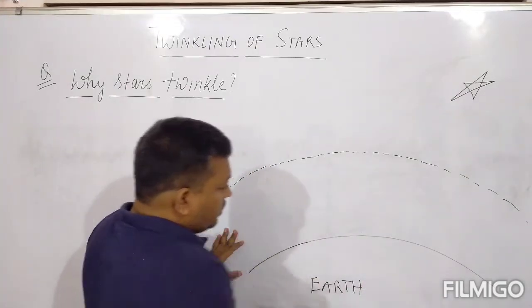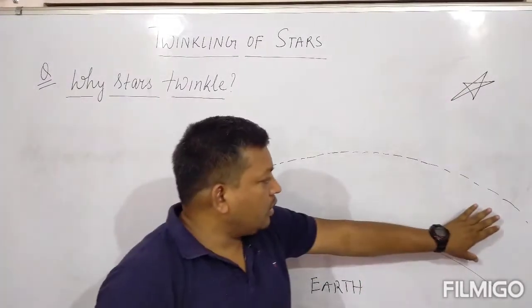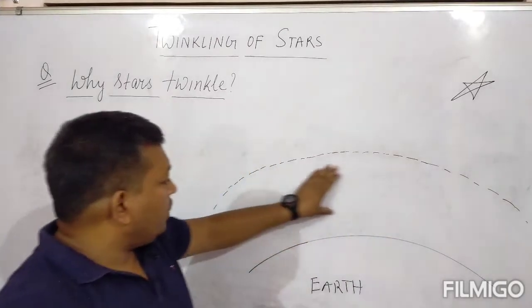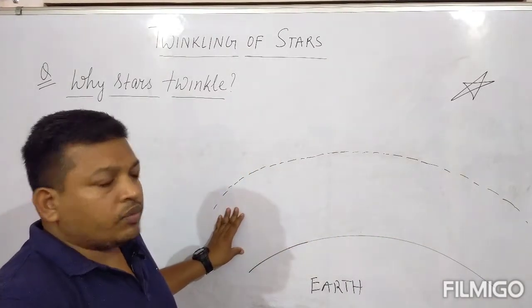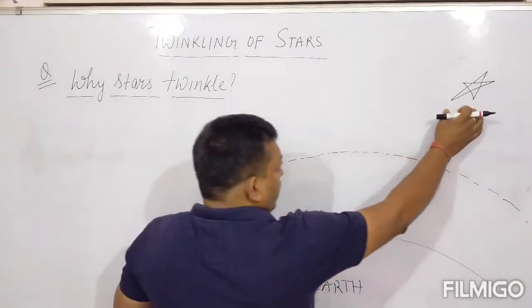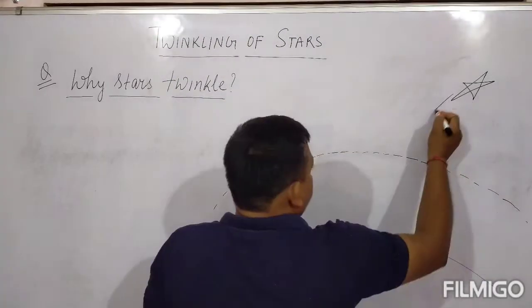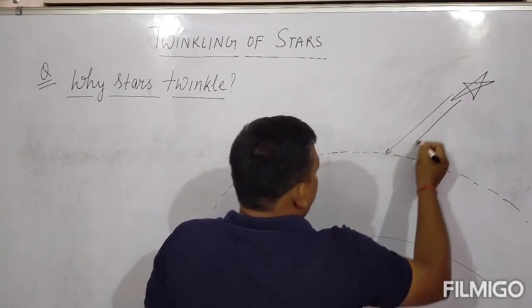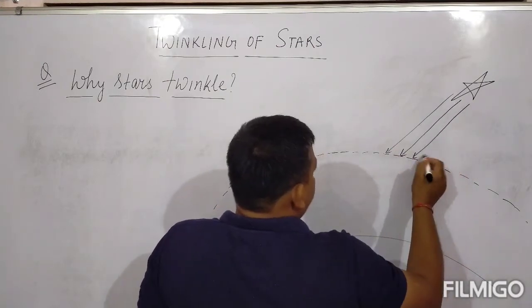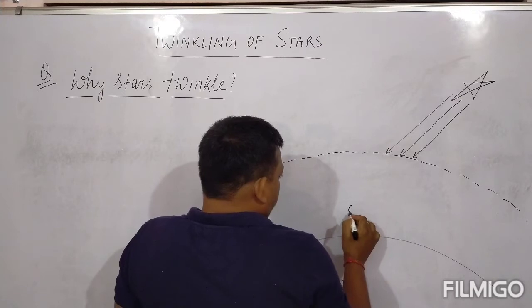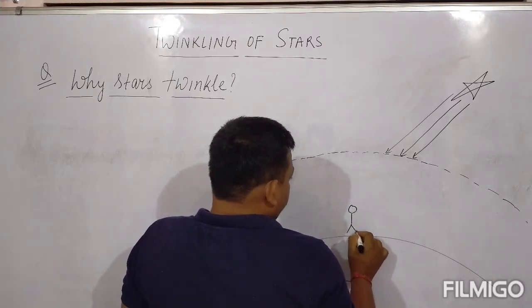This is the earth, this is the surface of the earth, I have drawn a picture, and this is the envelope of air which surrounds the earth, and the star is in space. When the starlight comes to the surface of earth, let an observer observe the starlight.